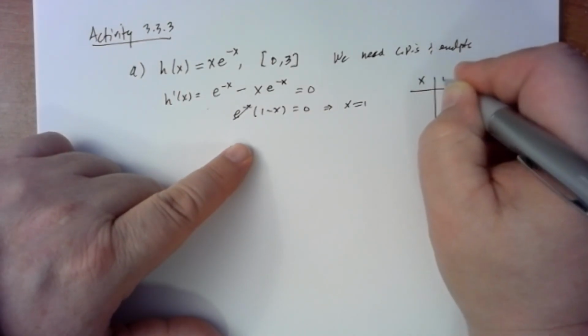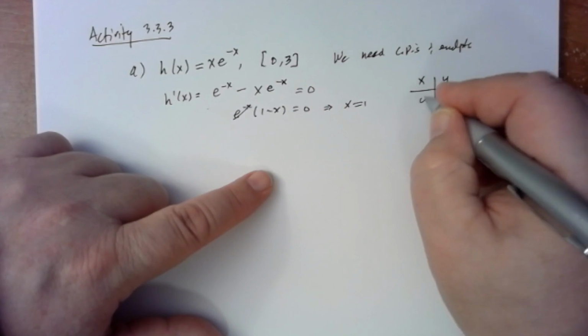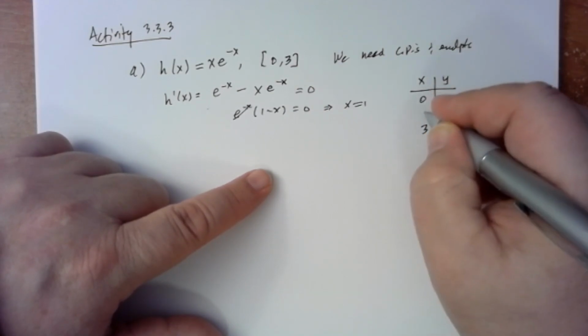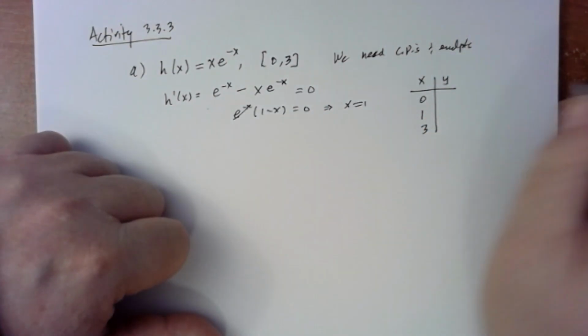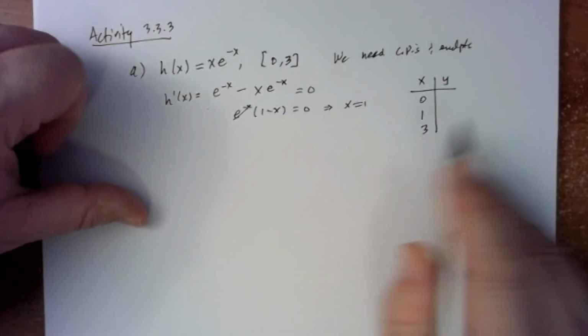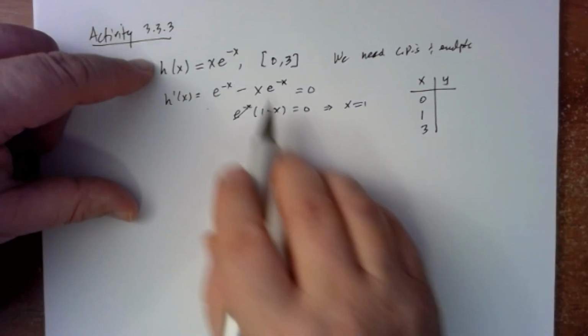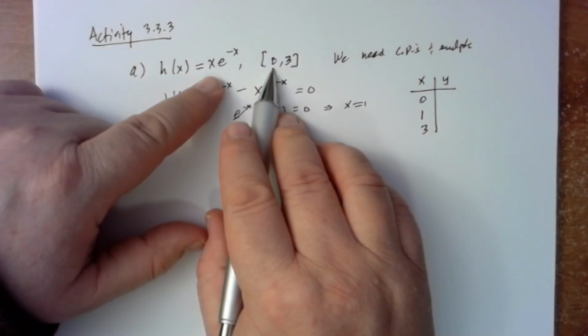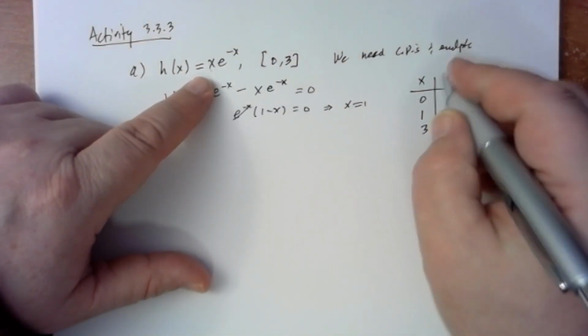Our x and our y. Let's go ahead and put in our 0 and 3. We'll kind of put these in order, and then a critical point at 1. And now we just plug in each of these points into our function and see which one's the biggest and which one's the smallest. So when you put in x equals 0, you do get 0 there.